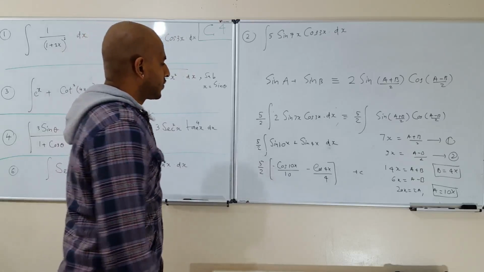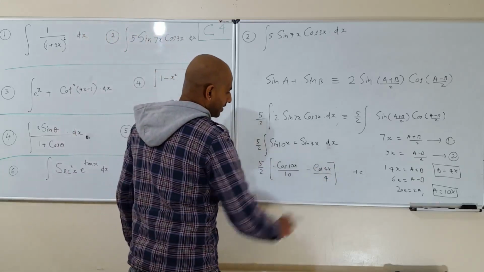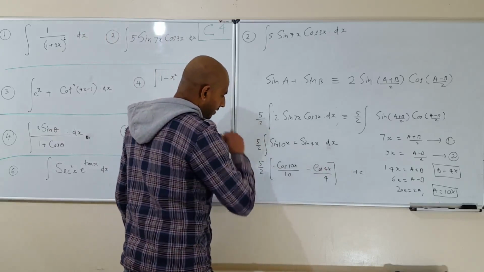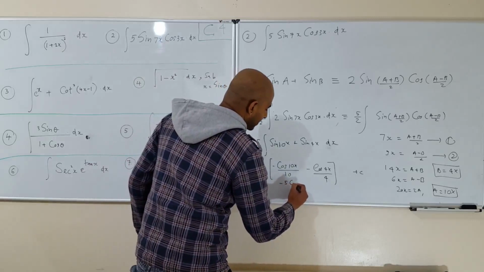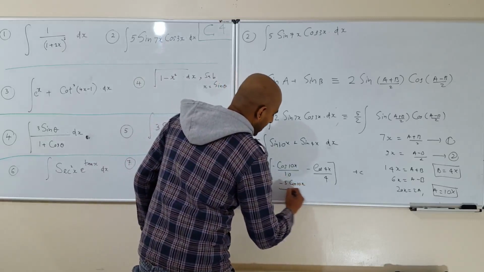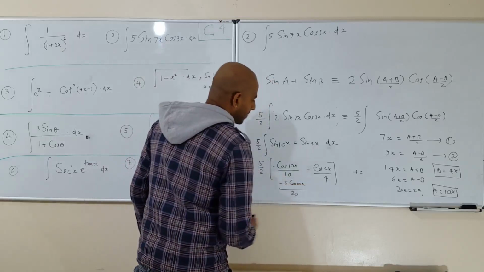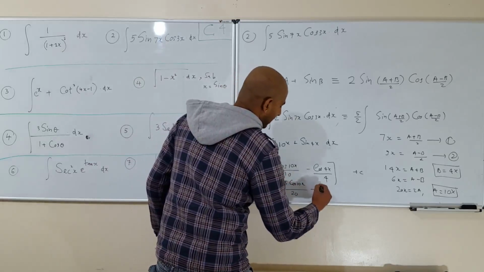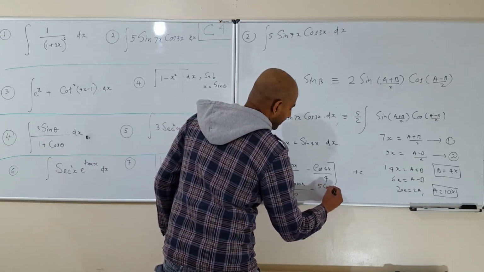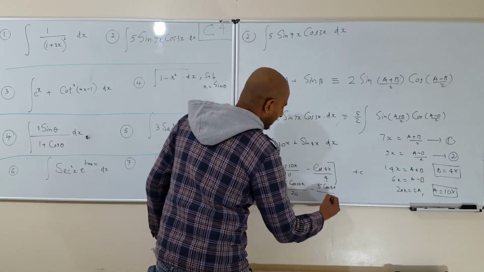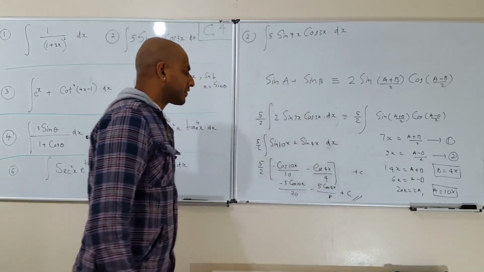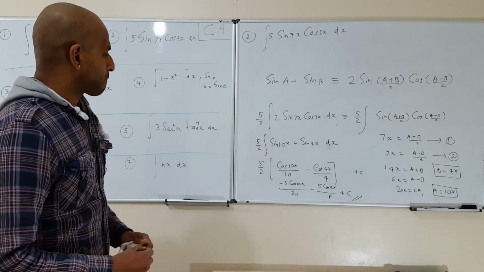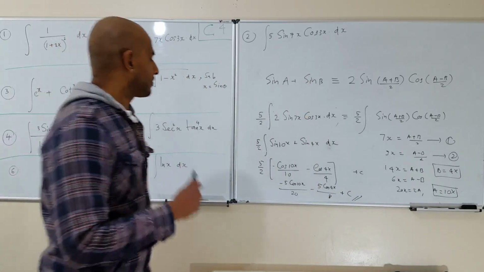Alright, so now I can expand the brackets. What I'm going to get here is minus 5 cos 10x divided by 20, minus 5 cos 4x divided by 8, plus c. That's it. That's basically the answer.